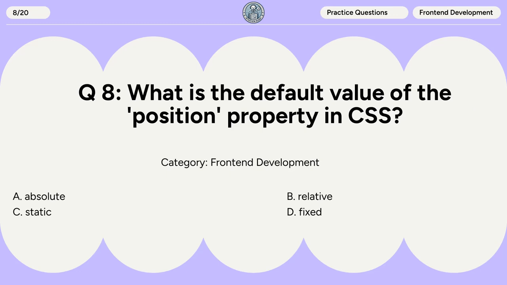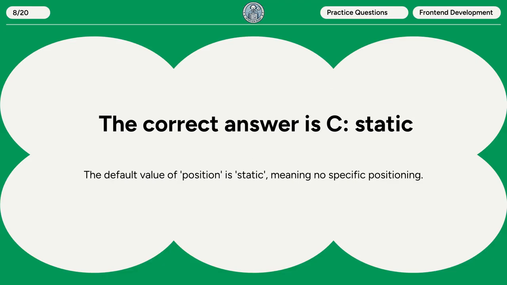Question 8. What is the default value of the position property in CSS? A. Absolute. B. Relative. C. Static. D. Fixed. The correct answer is C. Static. The default value of position is static, meaning no specific positioning.